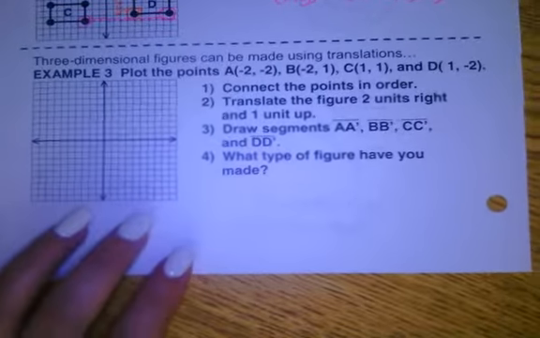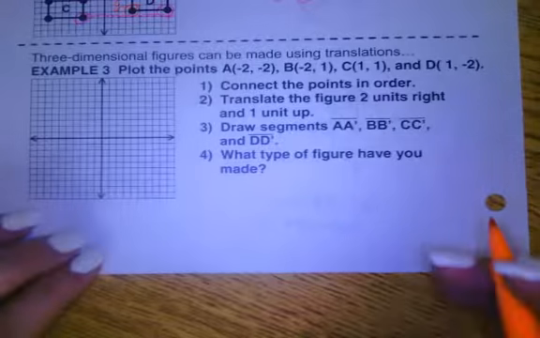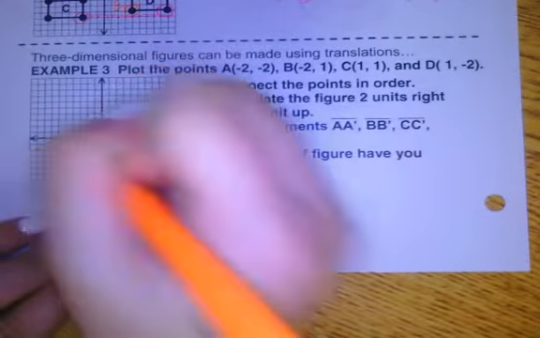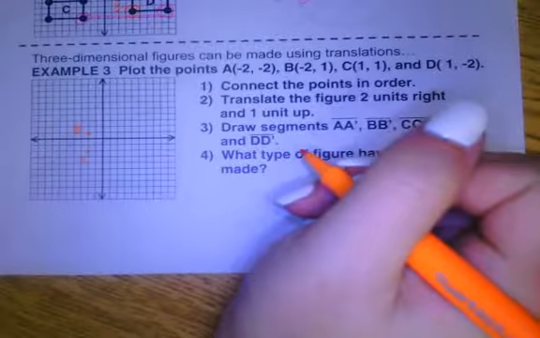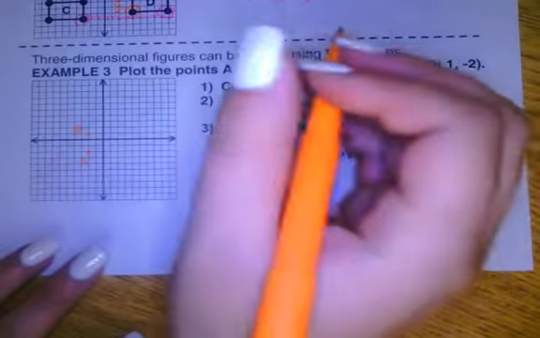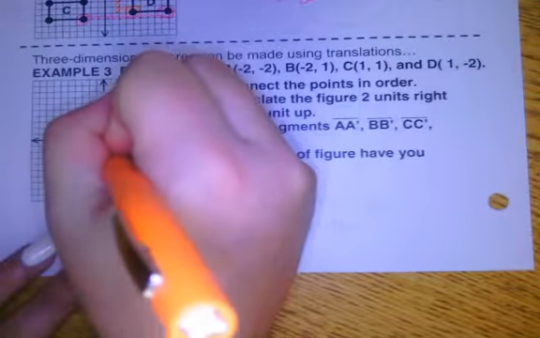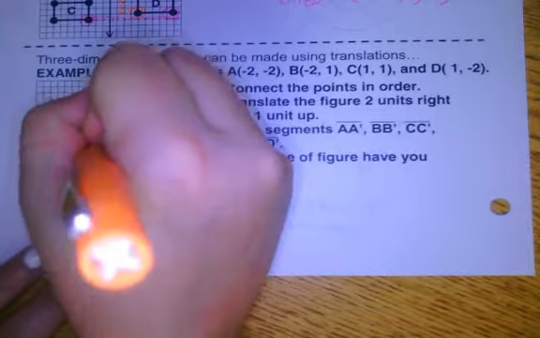Three-dimensional figures can be made using translations. So the first thing I want you to do is to plot those 4 points. So A is at -2, -2. Make sure you label them. B is at -2, 1. C is at 1, 1. D is at 1, -2. What shape do we have? A square.